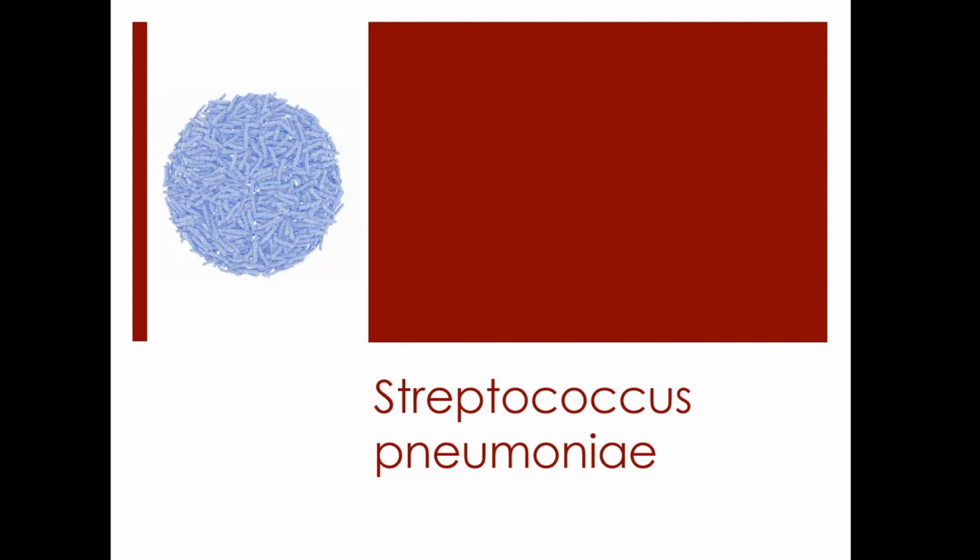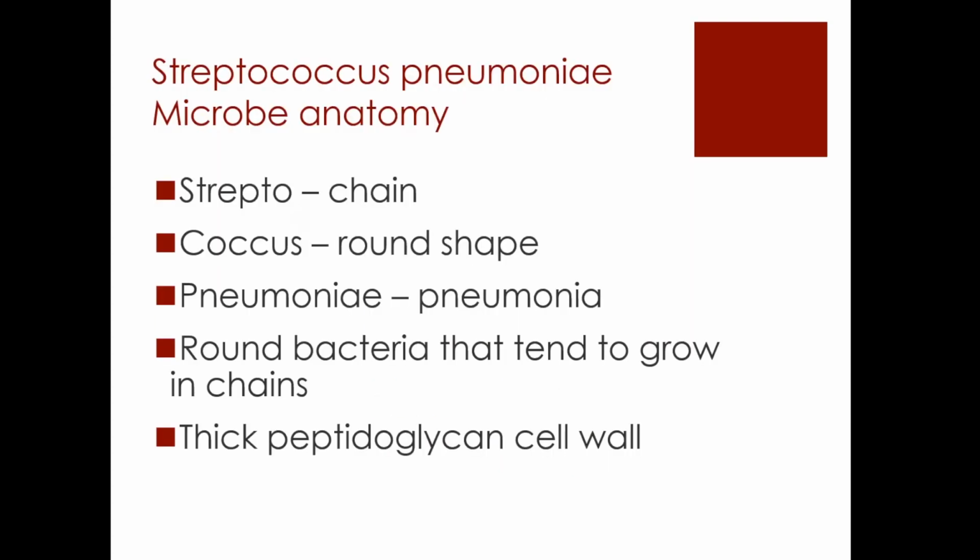So today's session, we're going to be speaking about Streptococcus pneumoniae. It's a very common organism and it's one you'll come across very often when you are on the wards. So going through a bit of microanatomy, the term strepto means chain and coccus means round-shaped.